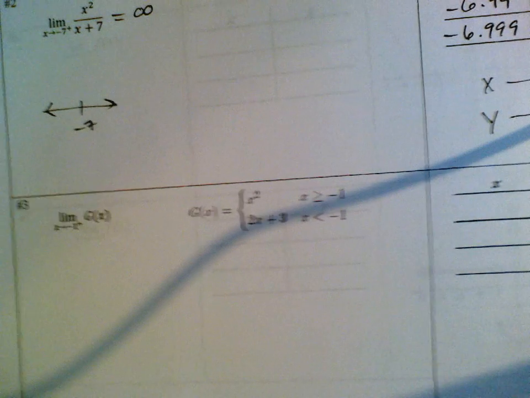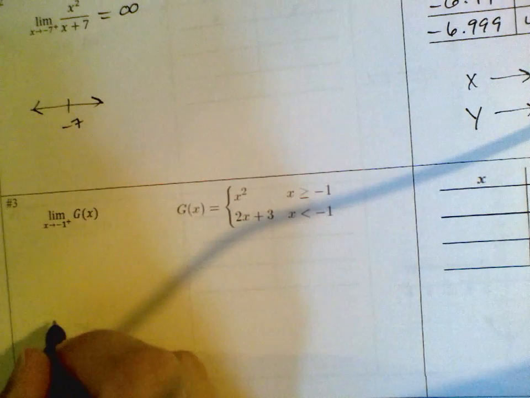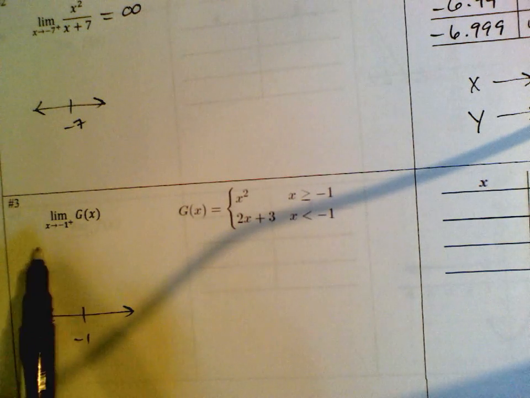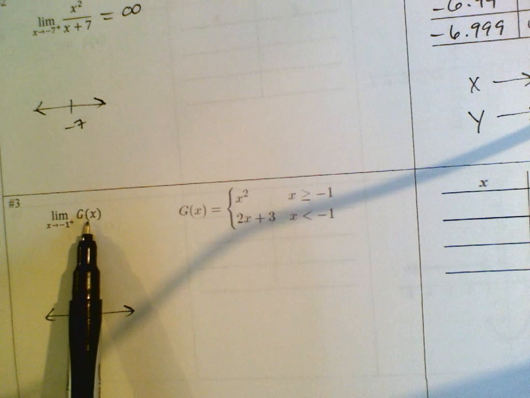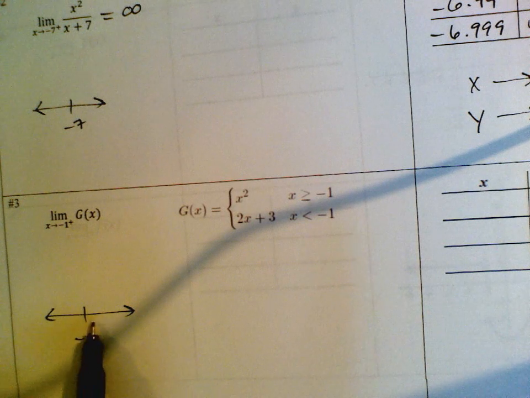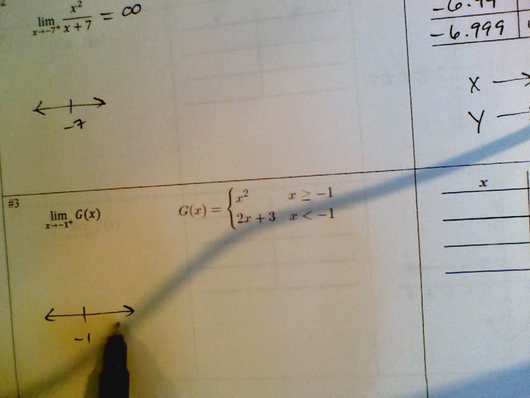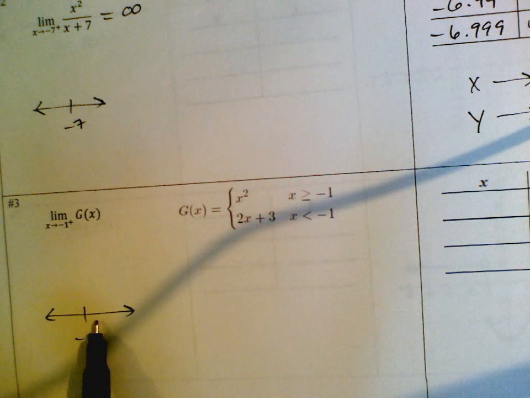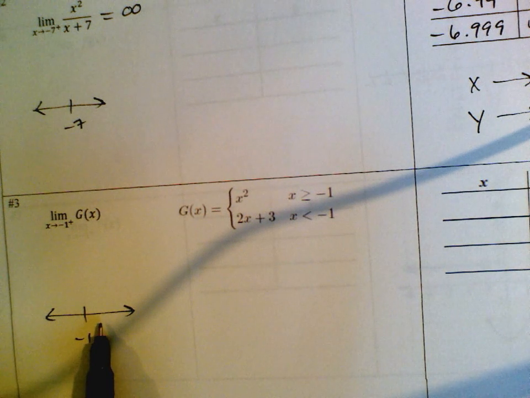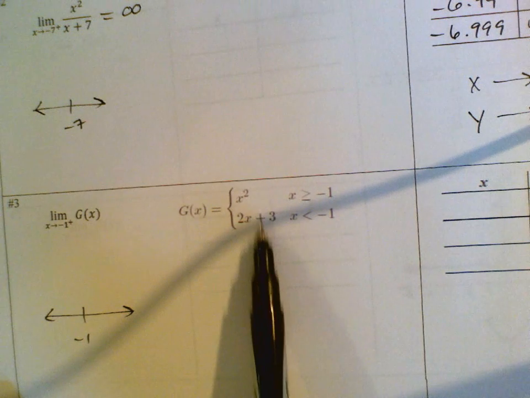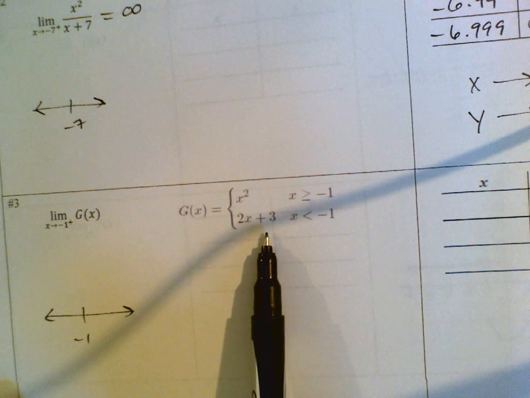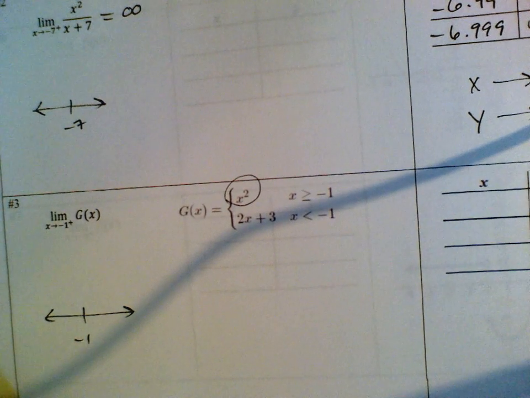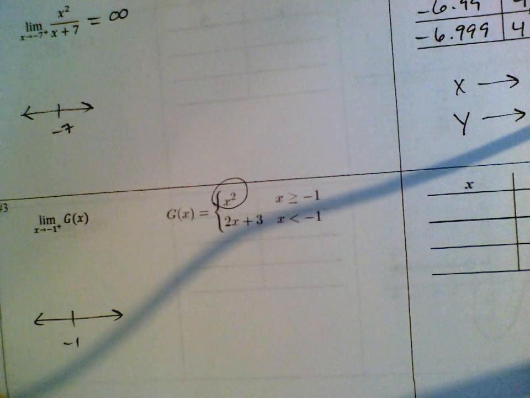Okay, now on to a piecewise function. We've got x approaching -1 from the right of g of x. So I'm approaching -1 from the right, so the x values that I'm plugging into my table are going to be greater than -1. So the part of this piecewise graph that has x greater than -1 is this part here. Okay, so that's going to be the function that I'm looking at.